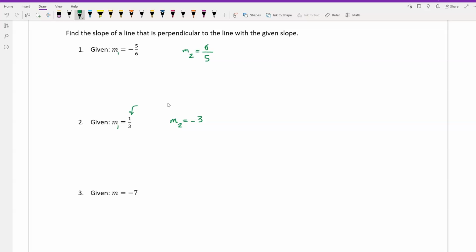Number 3, our slope is -7, so that's 1 and 1. And m2 is equal to negative times what we have here, so we're going to have positive, and the reciprocal of 7 is 1 over 7. So the slope is 1 over 7.